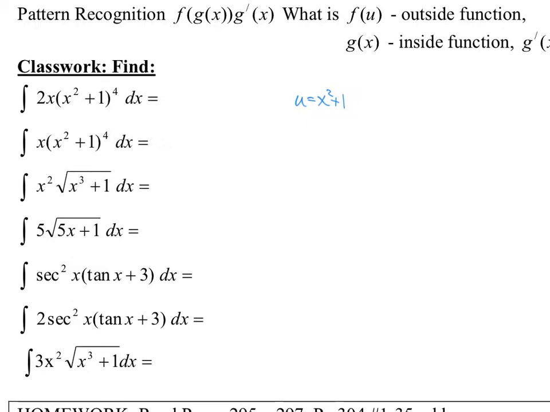How about in the second one? Same thing. X squared plus 1. Alright, so there's our u. What's u in the third one? X cubed plus 1. How about the fourth one? 5x plus 1. How about the next one? Tan x plus 3.